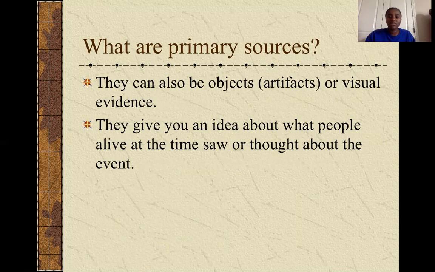Primary sources, they can also be objects or artifacts or visual evidence. So like a picture of something. So if you took a picture, or maybe a fossil, or just an object that you get from the event that occurred. They also give you an idea about what people alive at that time saw or thought about an event. So like if you took a picture of something and you could see, oh, this is how they dressed, this is how they went to work, this is how the transportation, all that good stuff. So it can also be an object or an artifact or a picture of some sort.